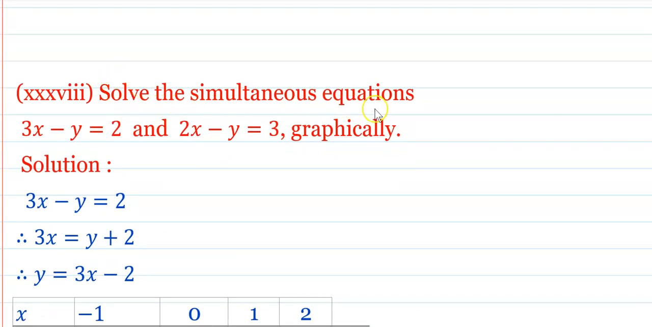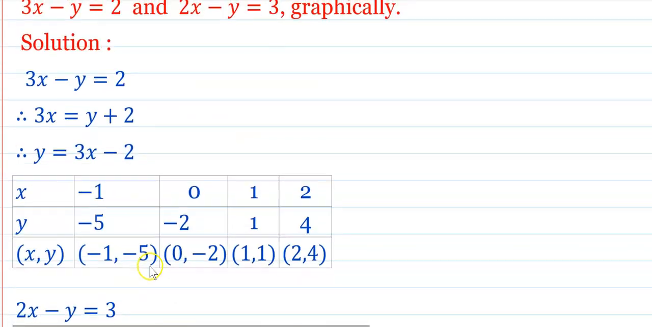Solve the simultaneous equations again graphically. 3x minus y is equal to 2 and 2x minus y is equal to 3. Okay. First equation, 3x minus y is equal to 2. That is y is equal to 3x minus 2. Now the values of x.